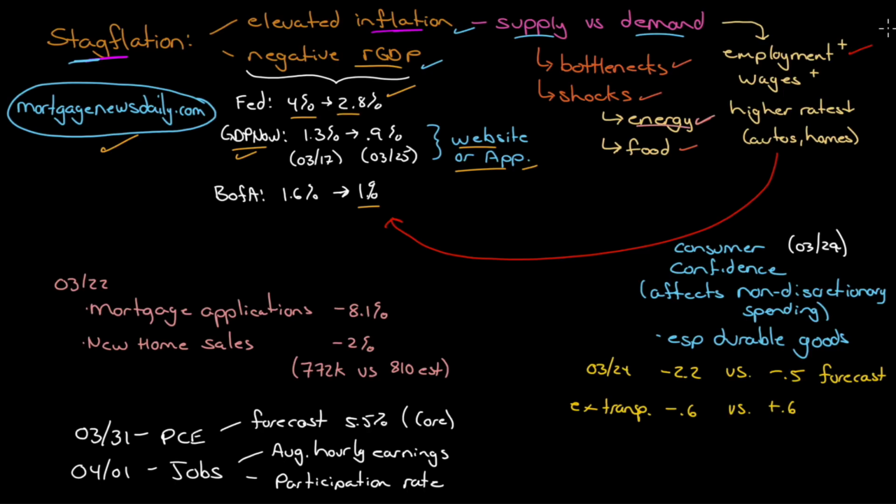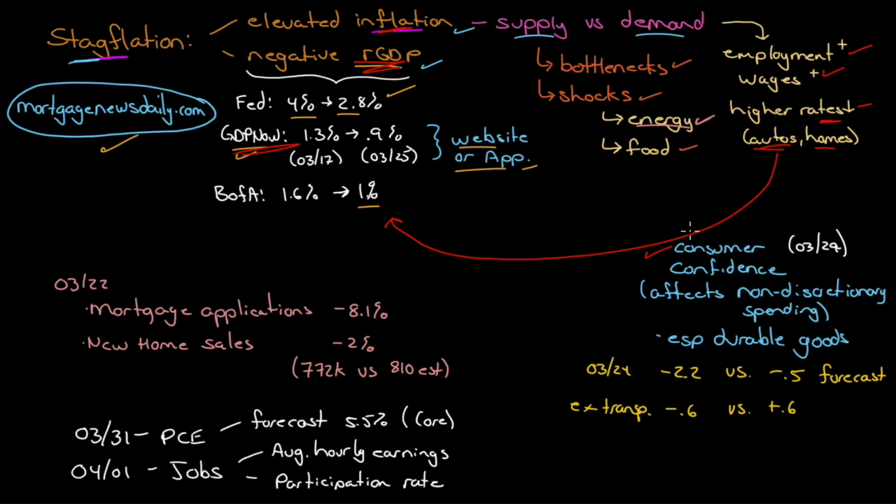On the demand side, employment is strong, which supports demand. Wages, you have had wage growth. That supports demand, so that is increasing demand, which is the wrong way for inflation. However, you do have higher rates, which will lower demand, especially for durable goods, autos and homes. And we've already seen some data this past week with mortgage applications and new home sales. Of course, that's already feeding into these forecasts, and the forecasts for real GDP are moving closer to zero.